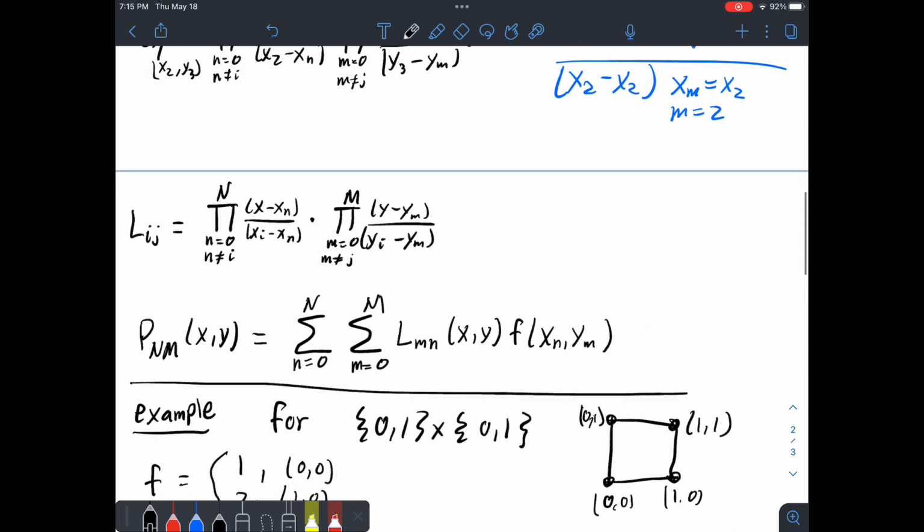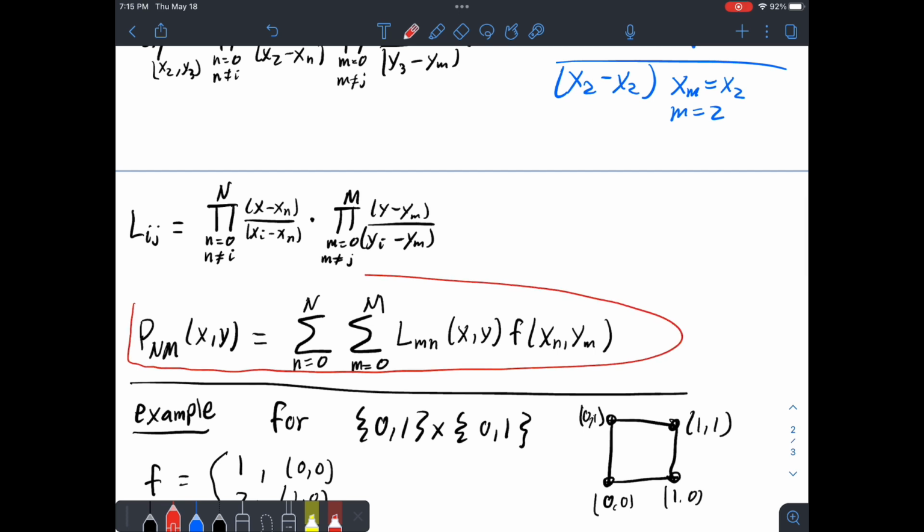This is going to be your formula for creating a higher dimensional polynomial interpolating surface.